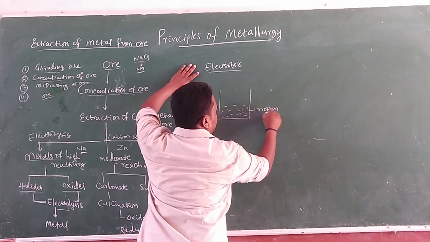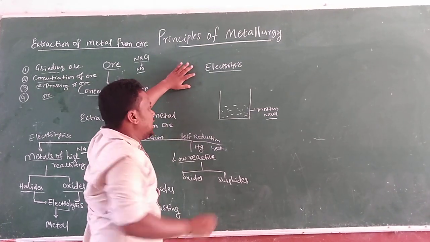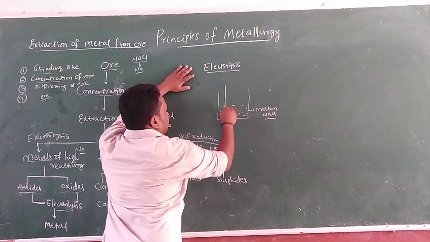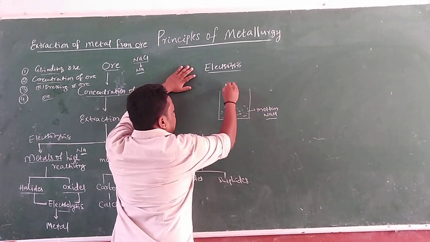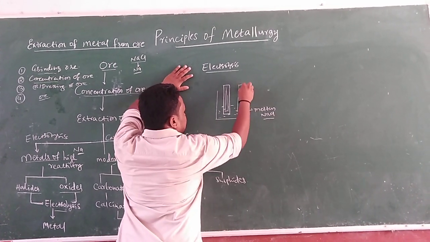What is the meaning of molten? Molten is nothing but one type of paste. Okay, here two rods are there now. First one is graphite. The other is a steel rod.